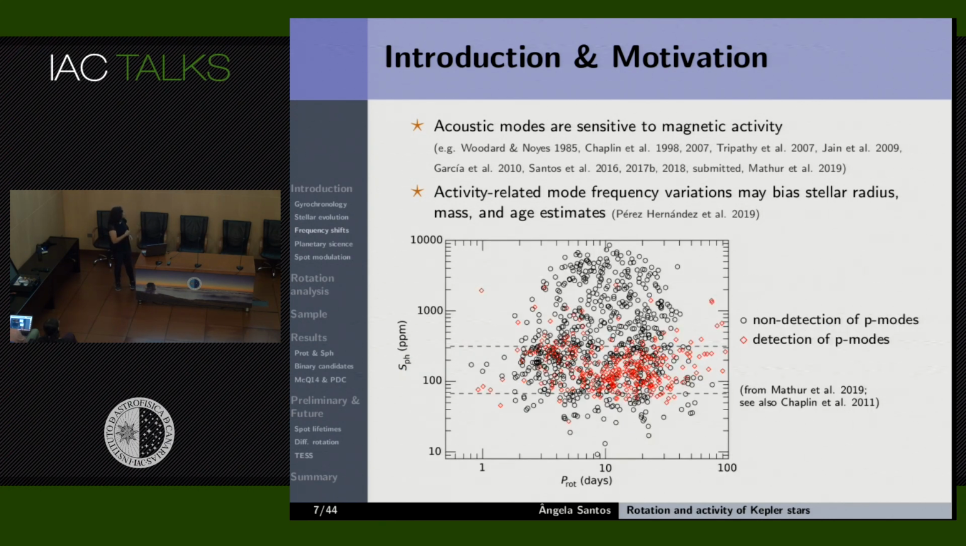And this is shown by Savita. Here we have the photometric activity index and the rotation period, and in black we have the stars without oscillations being detected, and in red the stars with oscillations detected. These dashed lines mark the solar minimum and solar maximum values. So we can see that for stars that are more active than the Sun at maximum, we only detected oscillations for a few stars.